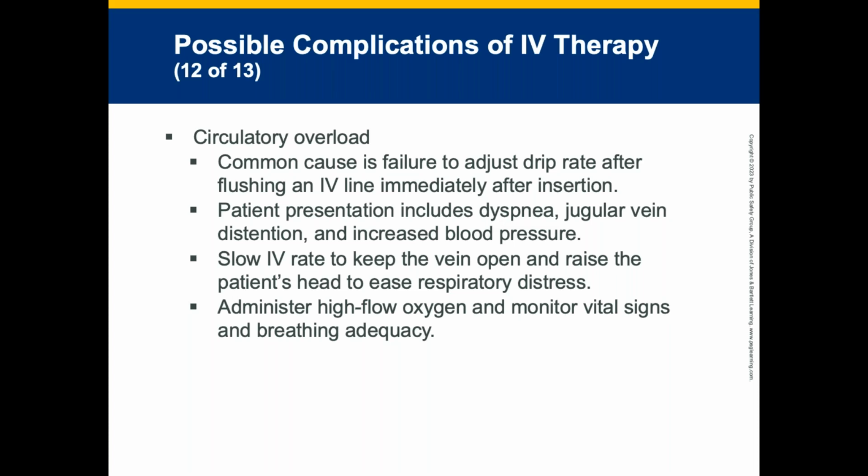The most common cause of circulatory overload is the failure to readjust the drip rate after flushing an IV line and immediately after insertion. Right? So know how much fluid you want to give. What is your goal? Always monitor IV bags to ensure the proper drip rate, and watch patient presentation for dyspnea, jugular vein distension, or increased blood pressure. We want to make sure we turn that stuff down.